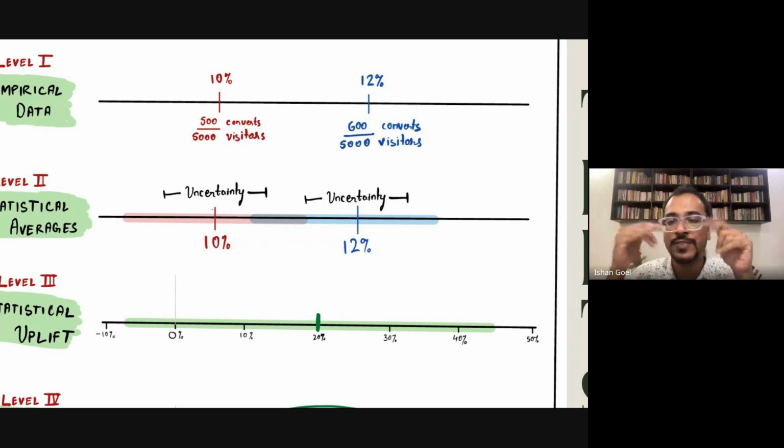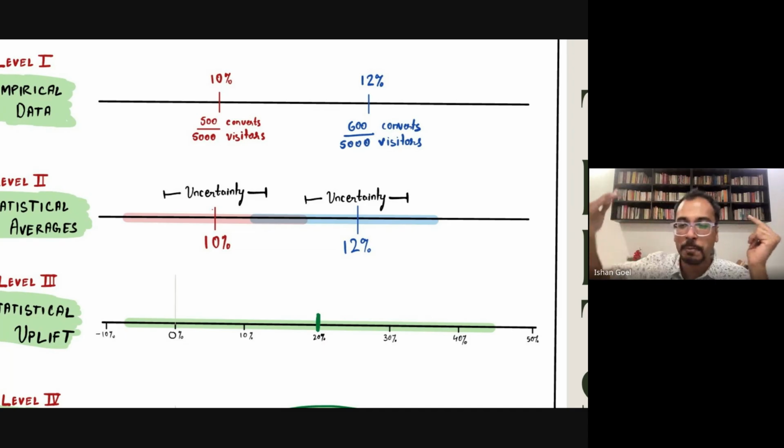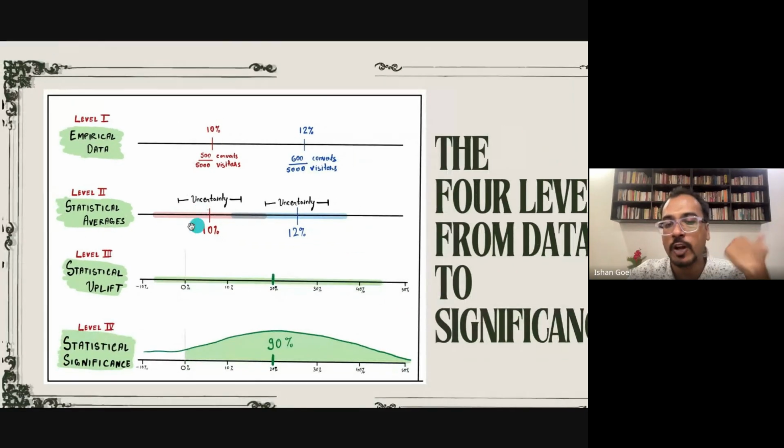And this aligns with that idea of the pendulum. So the statistical average is telling you in what range the control is swinging and in what range the variation is swinging. Now, this is our second level. So you'll get confidence intervals and the median value at the second level.